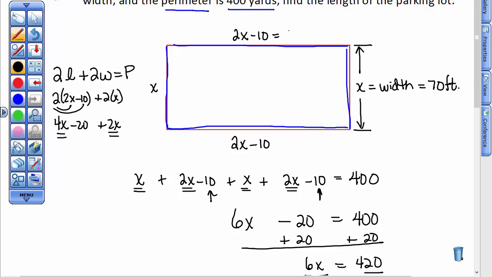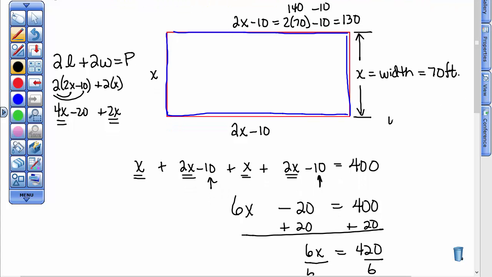Then right here I'd go ahead and take 2 times the 70 and then subtract the 10. 2 times the 70 is 140. Subtract the 10 is 130. So I find out then that the width is 70 feet and the length is 130 feet. And if I take 2 of both of those, 2 of these and 2 of those, they should add up to be 400 feet, and they will.